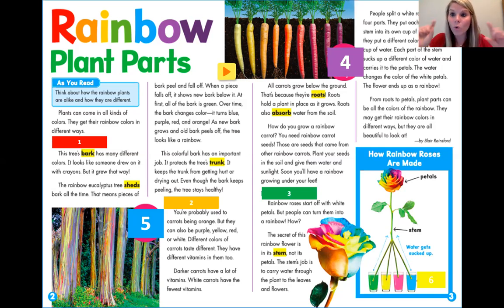Now let's go through, last little paragraph here. This is gonna be a big help. From roots to petals, plant parts can be all the colors of the rainbow. They may get their rainbow colors in different ways, but they are all beautiful to look at.